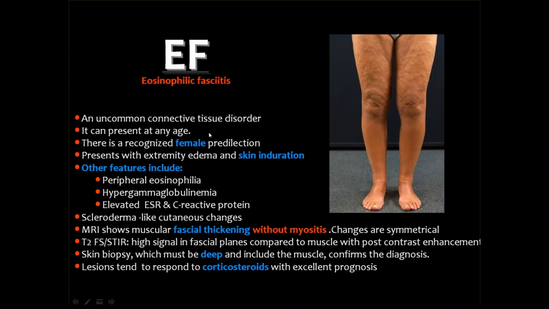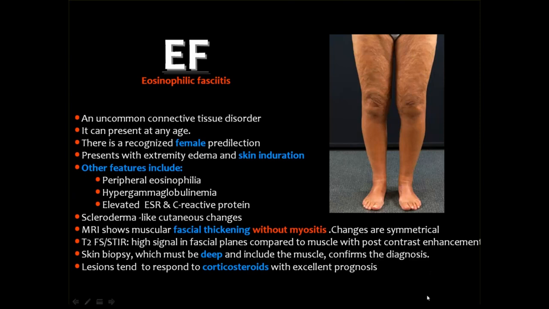It can be seen at any age and is also well recognized in females, especially in the extremities. Other supportive diagnostic features are the presence of peripheral eosinophilia, hypergammaglobulinemia, and elevated ESR and C-reactive protein levels. Then you get scleroderma-like cutaneous changes. You may see fascial thickening without myositis, and this is the appearance of the skin, and the changes are usually symmetrical.